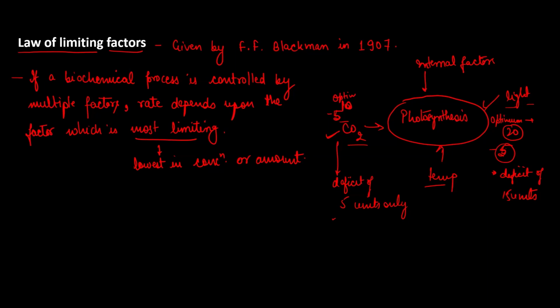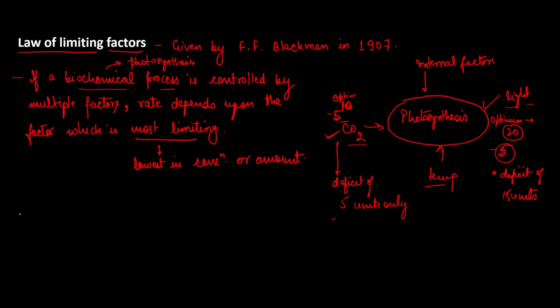And based on that, we decide the limiting factors. Now, this is the law of limiting factor. If a biochemical process, in this case photosynthesis, is controlled by multiple factors that we see, the rate depends on the factor which is most limiting.